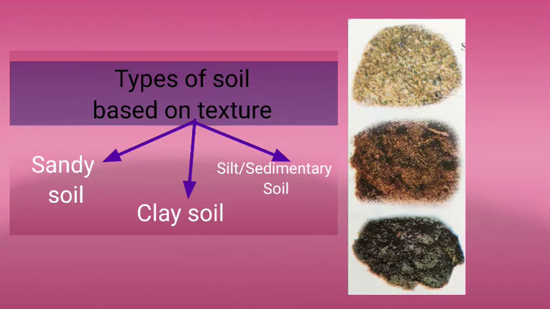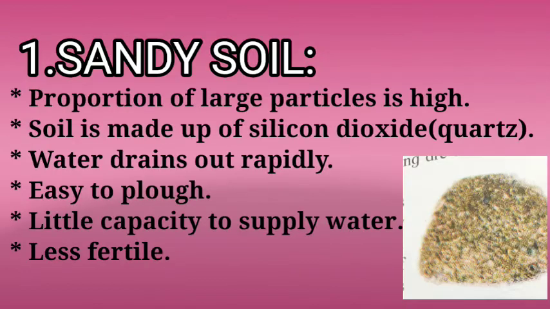Let us learn the properties of each type of soil one by one. Sandy soil. As the name suggests, the proportion of sand, meaning large particles, is high in sandy soil. Particles of this soil are made up of silicon dioxide, quartz. The water drainage capacity of this soil is high. Water drains out rapidly through sandy soil.